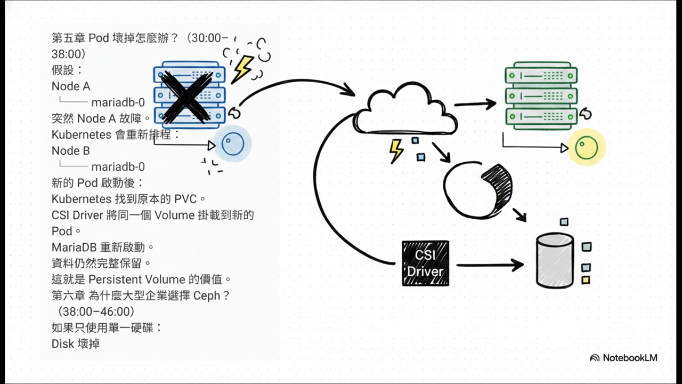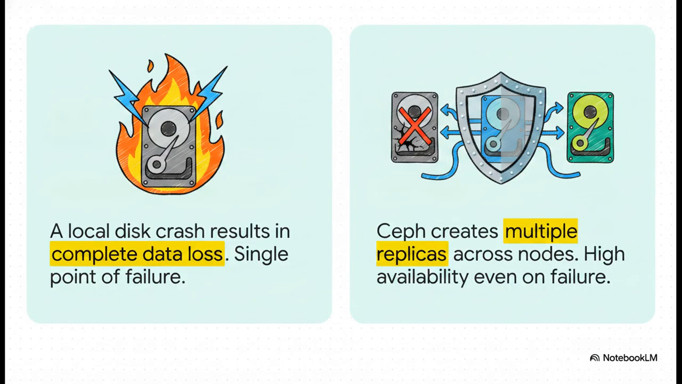It's an absolute lifesaver. But wait, what if the physical hard drive itself crashes? Like, literally catches fire? Well, if you're just using a single local disk, like you see on the left, your data is toast. It's a massive single point of failure.